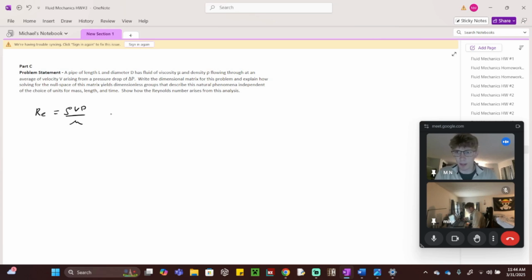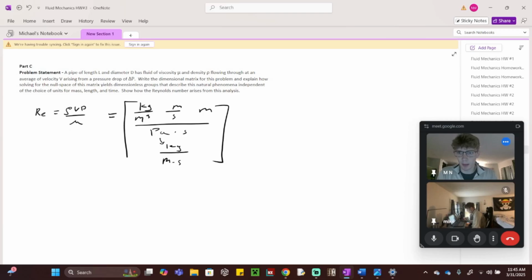So what are the units of these? We have kilogram per meter cubed, meters per second, then meter, over Pascal second. And we know that Pascal second can turn into kilogram per meter. And when calculating this, we know this is equal to 1, making this a unitless group.